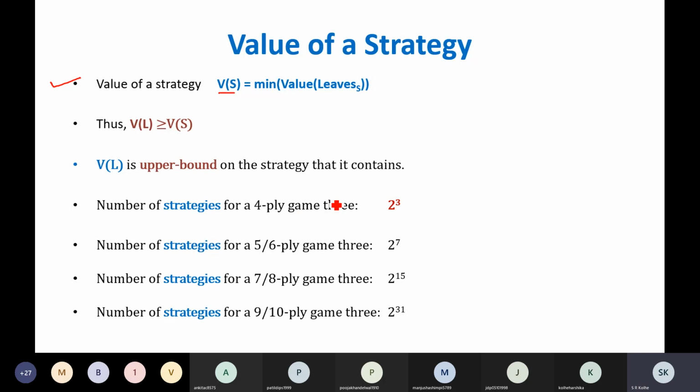Therefore, VS, sometimes it is defined in this way, value of a strategy S is equal to minimum of value of Li, where this Li lives in strategy S.